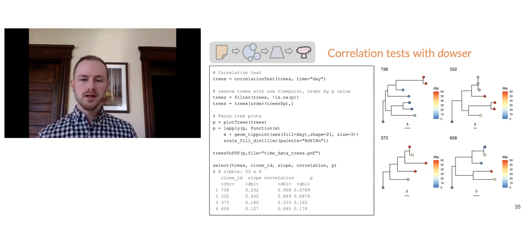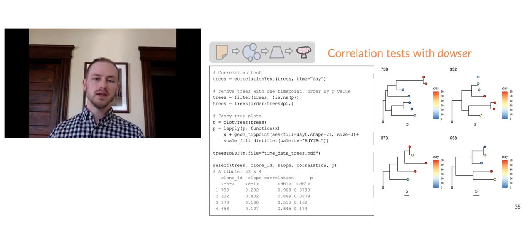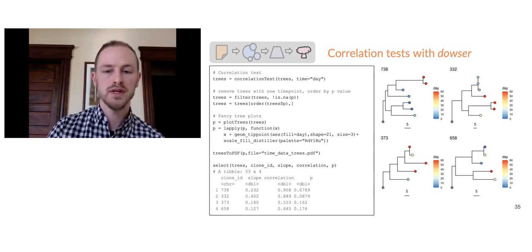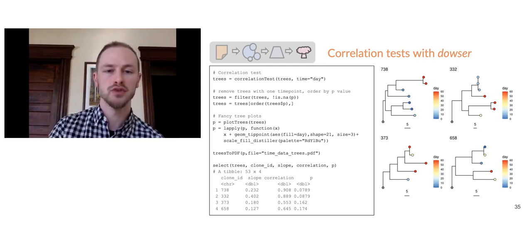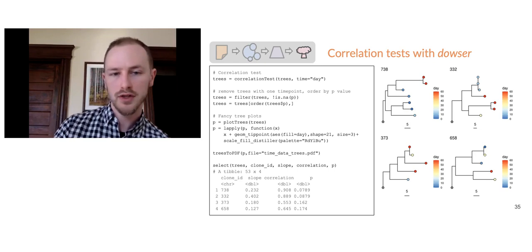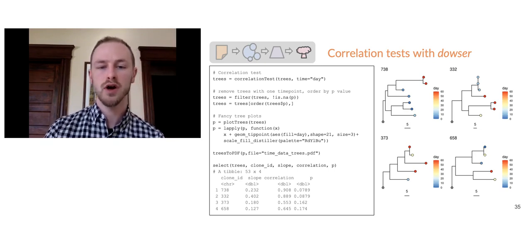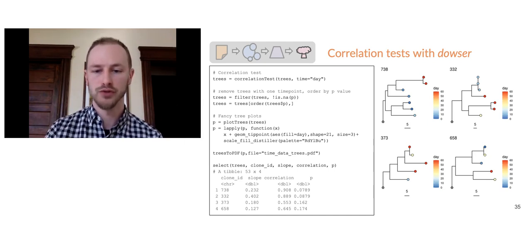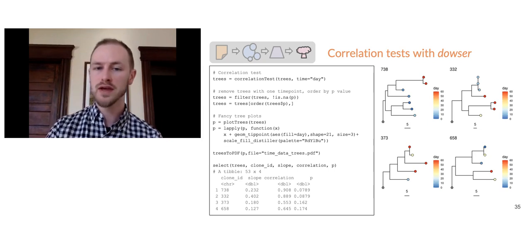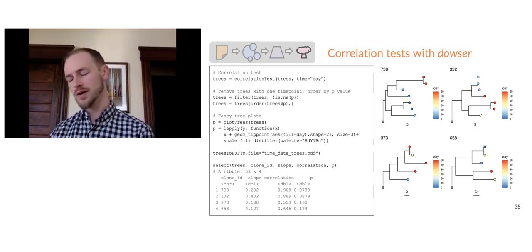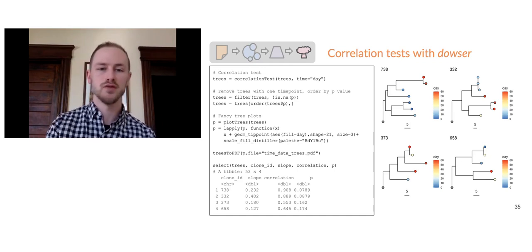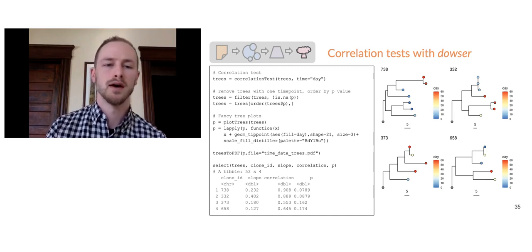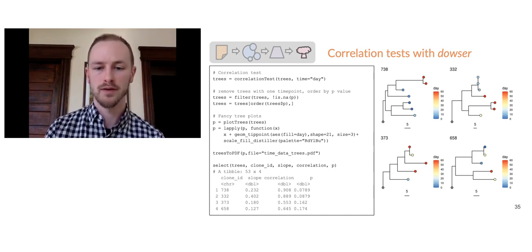So performing this test is easy to use in Dowser and is implemented in the function correlation test. All you need to do to run this is to input your data frame with your estimated tree topologies into the correlation test function and to specify which column in your data frame represents the numeric values for your sample time. You can also specify the number of permutations. By default, it's 1,000. For any kind of published analysis, I would recommend doing like 10,000 or even 100,000 permutations just to get a more stable estimate of the p-value.